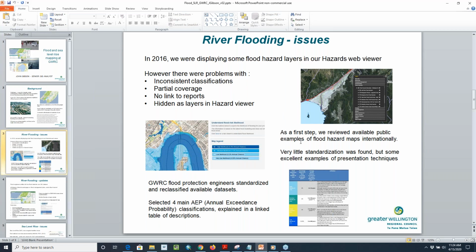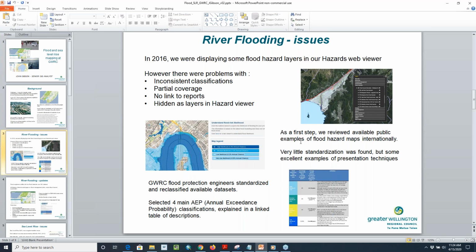One positive we did find, there are some really excellent examples of presentation techniques. The image on the left there is extracted from an Esri Australia website, which covers flood hazards in Brisbane. And I thought that was a particularly good example of what's possible in terms of flood mapping presentation.